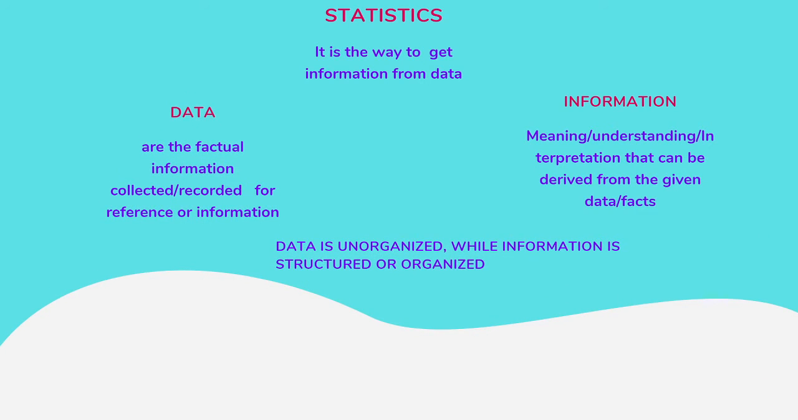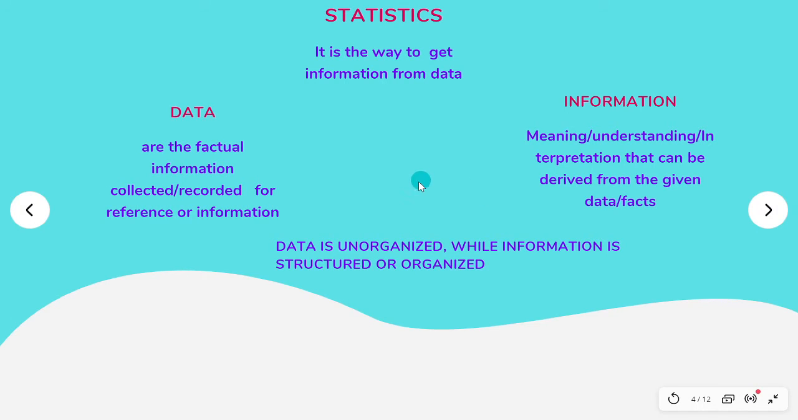Now, what is the definition of statistics? It is the way to get information from data. Now, what is data and information? Data are the factual information collected or recorded for reference or information. Data is mostly numeric, but it could have another form also. Information means understanding and interpretations that can be derived from the given data or facts.